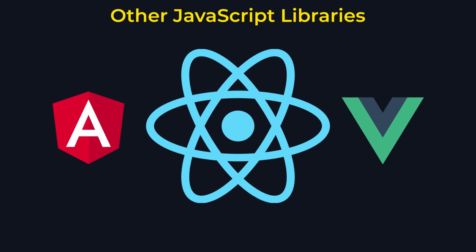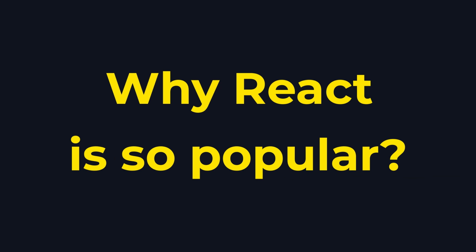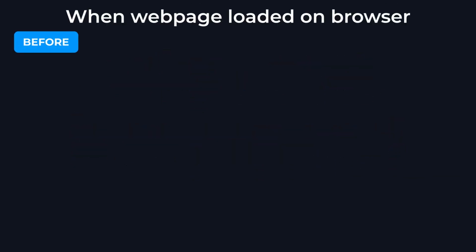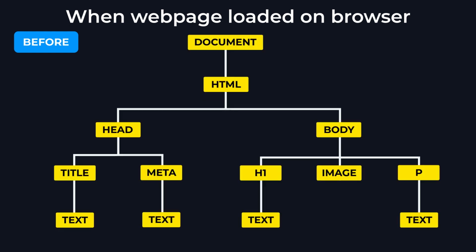So if you are looking for a job as a front-end developer or full-stack developer, you should know how to create better and fast applications with React. Now you might ask, what is special about React? Why is React so popular? So before React was created, when our web page loaded in a browser, our browser created a tree-like structure with our HTML code. This tree structure is called the Document Object Model, or in short, DOM.